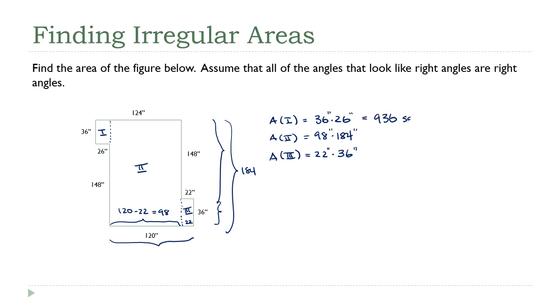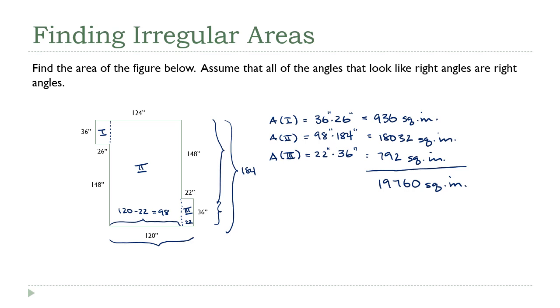So if you multiply these things out, we get 936 square inches. This is 18,032 square inches. And this last one is 792 square inches. All right, so if we add up the three components, we get a total area of 19,760 square inches.